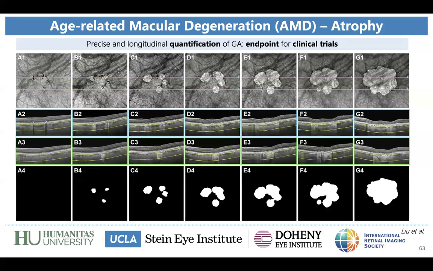So the healthy RPE would be hyperreflective, with the GA being hyperreflective. So two different manners to get the same result. But in your opinion, is one better than the other or something like that?